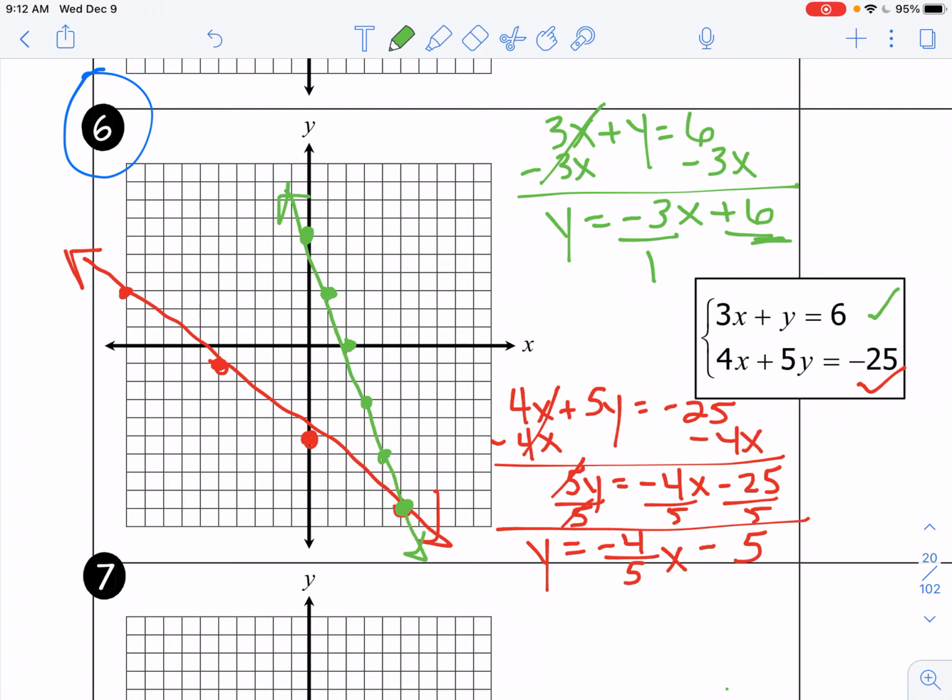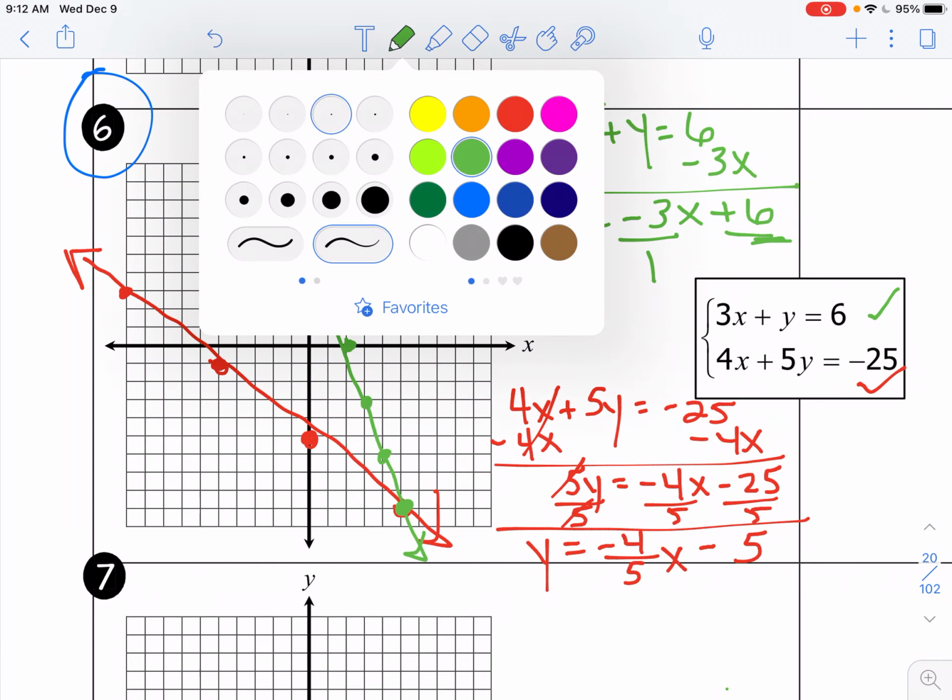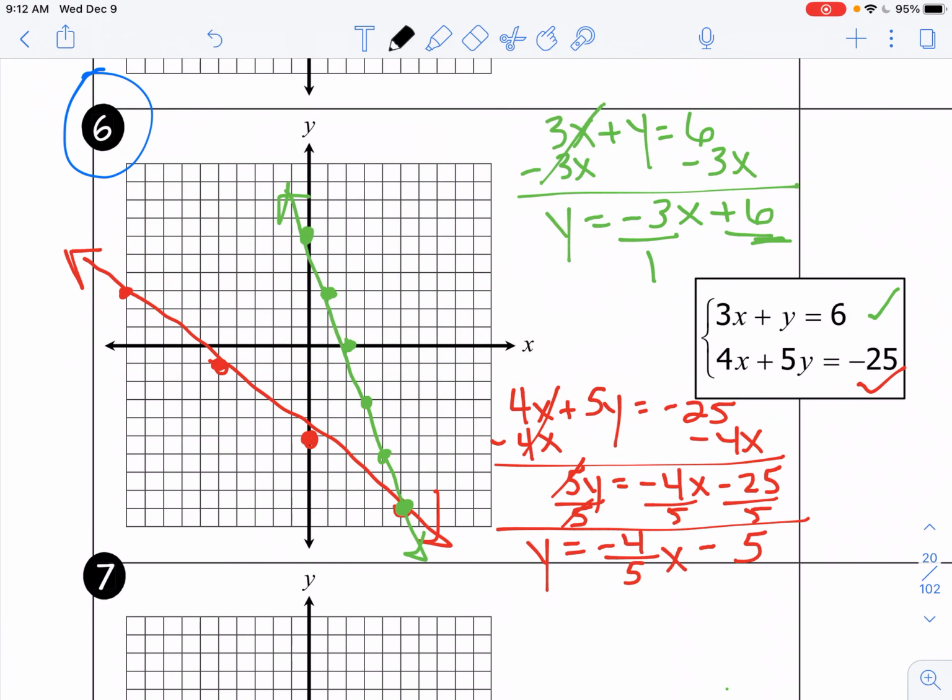Okay, so now I just need the ordered pair of where those intersect, which is right here. Let's see, so our ordered pair would be 1, 2, 3, 4, 5 over. And how many down? 1, 2, 3, 4, 5, 6, 7, 8, 9. So that would be a negative 9. And that is our solution. Okay?